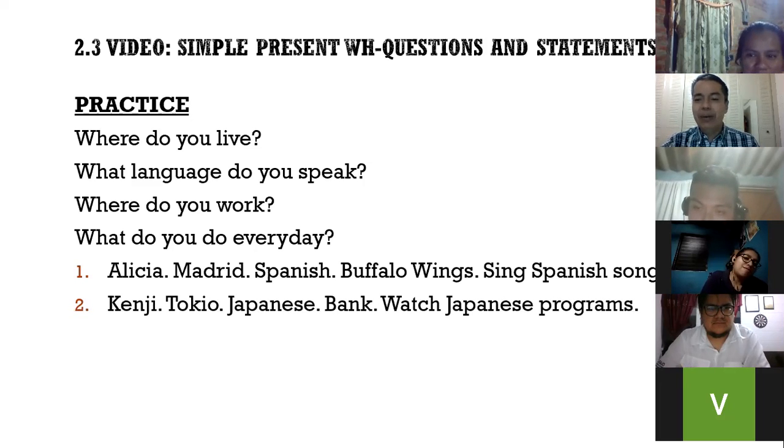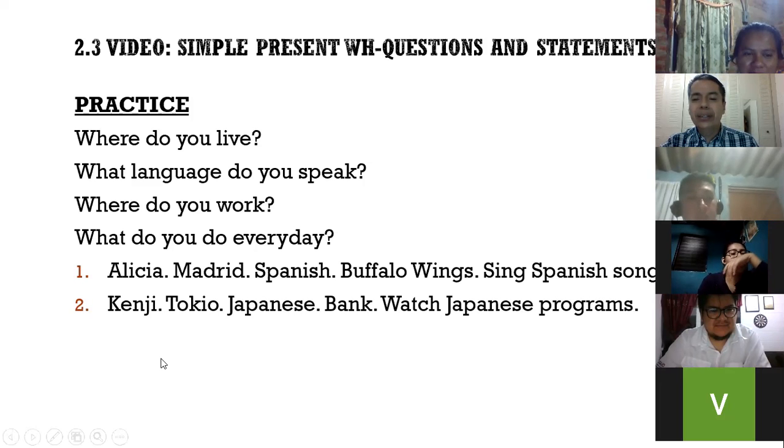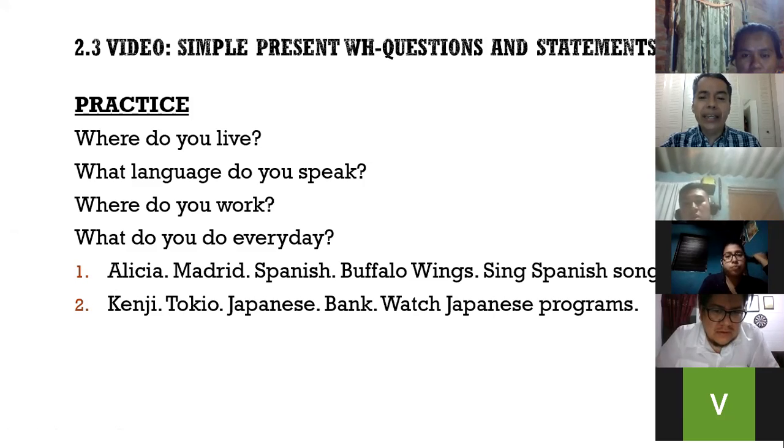Kenji. Now, please. Kenneth. In this moment, you are Kenneth, right? Excuse me. Kenji, where do you live, Kenji? I live in Tokyo. And what language do you speak, Kenji? I speak Japanese. Very good. Thank you. And where do you work? I work in a bank. And tell me, what do you do every day? Sorry, teacher? What do you do every day? I watch Japanese programs. Thank you very much.